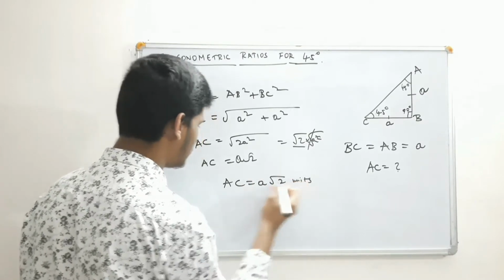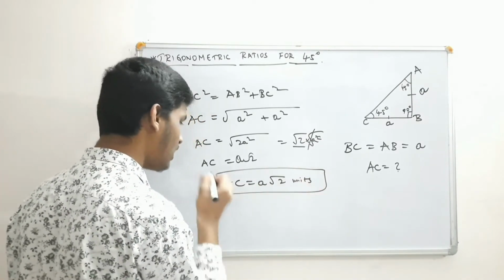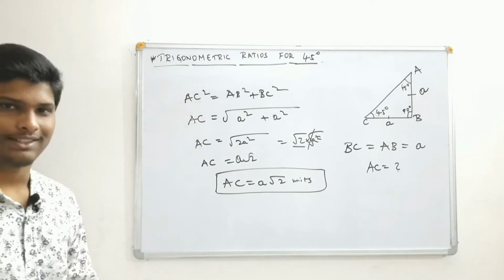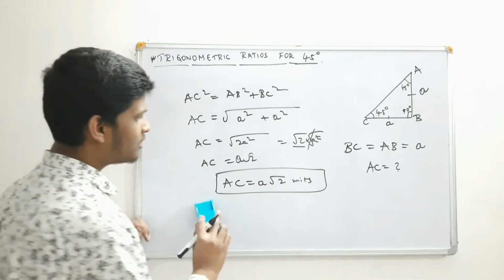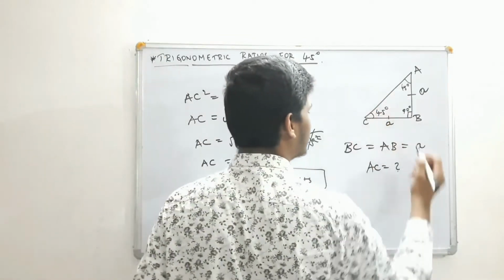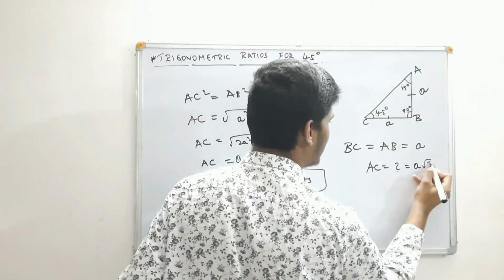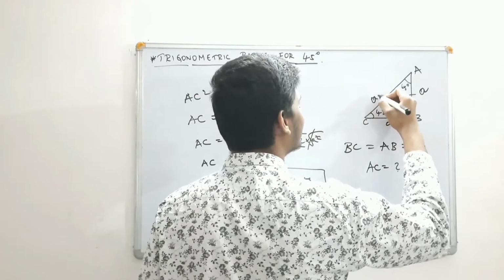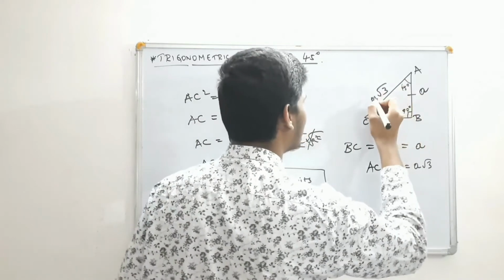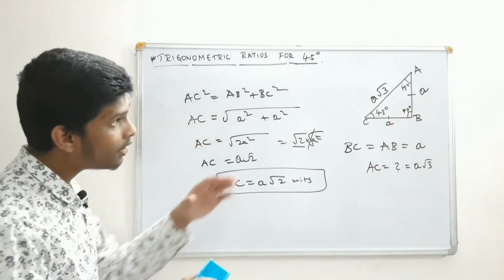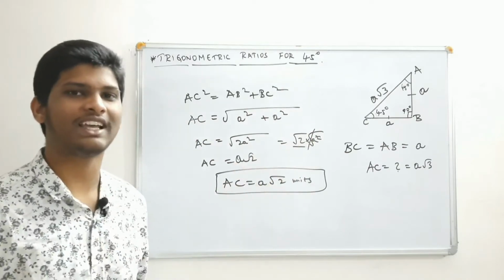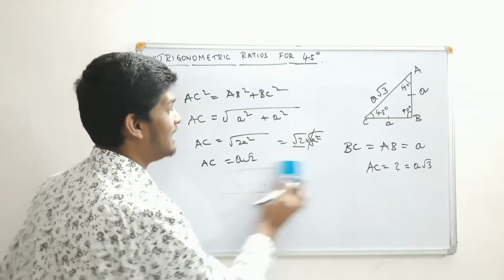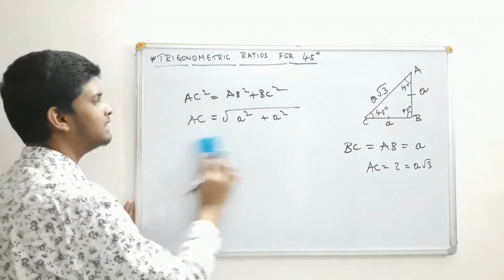We don't know how much it is, centimeter, meter, kilometer, or light years. Let it be anything. So AC is A root 2 units. Now we got all those sides. If we get those sides, it is very easy to find those ratios, right?